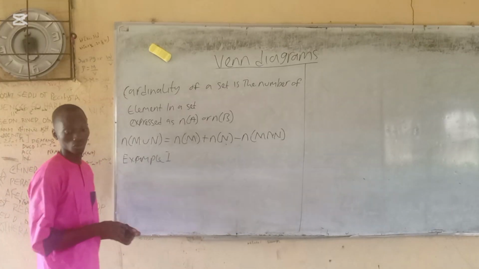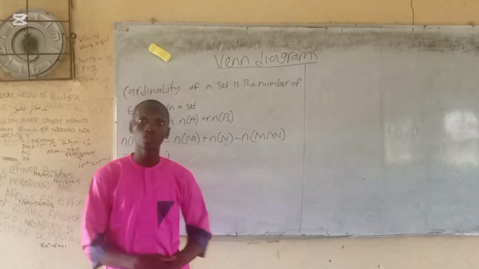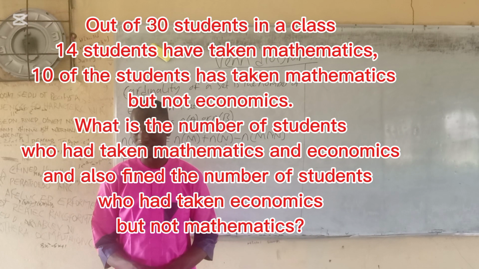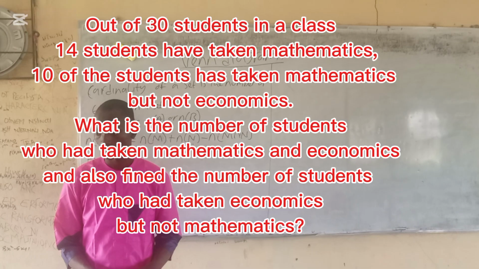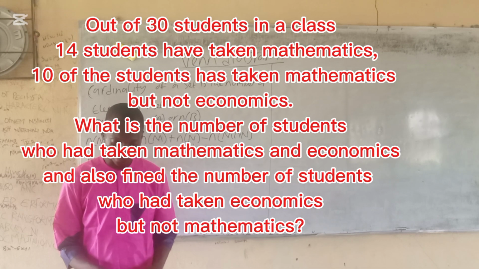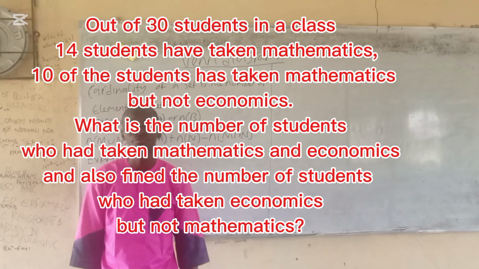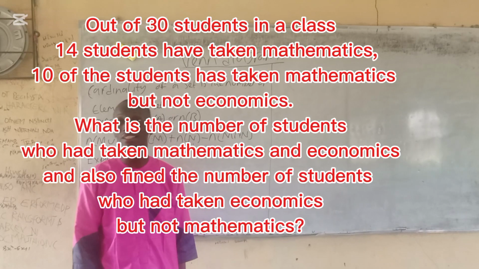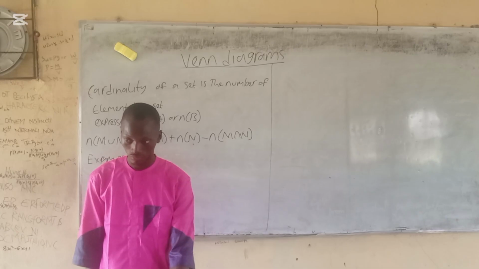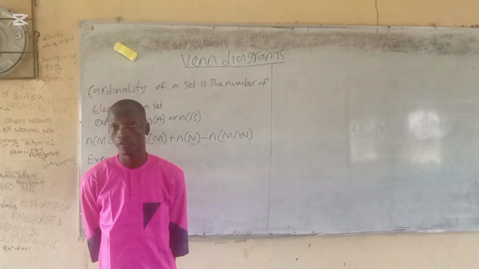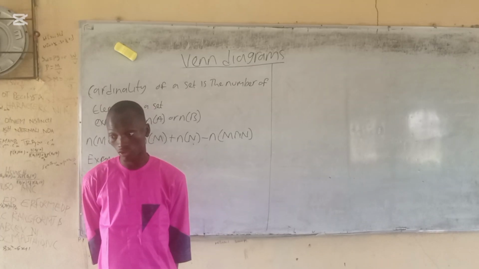Example 1. Now, you take the question down. Out of 30 students in a class, 14 students have taken mathematics. 10 of the students have taken mathematics but not economics.